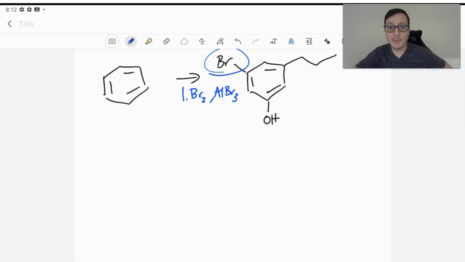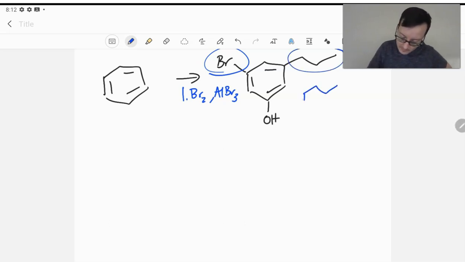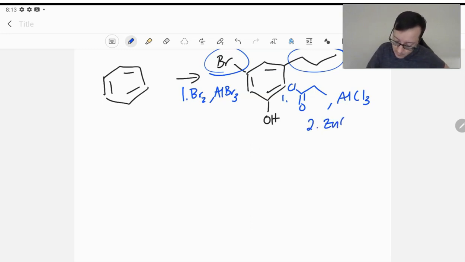How about that propyl group? How are we going to put that on? Pause it again and see if you can remember the reagents necessary. To put this thing on, we need to use our propyl chloride. 1, 2, 3, that's too many carbons, sorry. We need 3 carbons only. We need our Lewis acid. And we also need to go ahead and remove the carbonyl using the Clemmensen reduction.